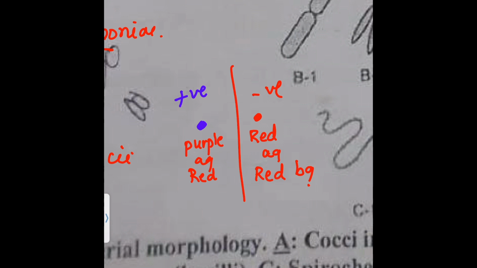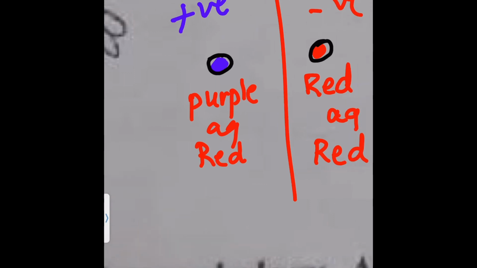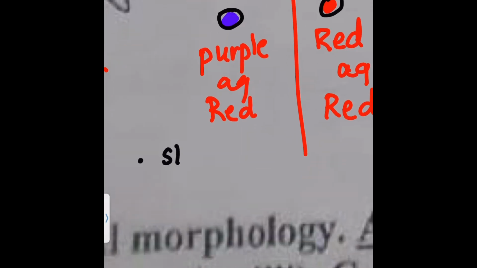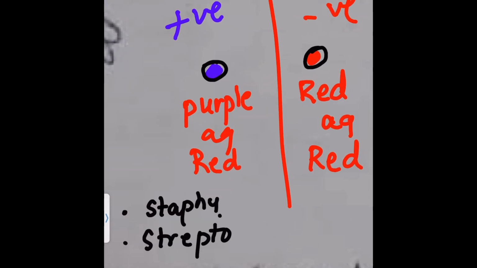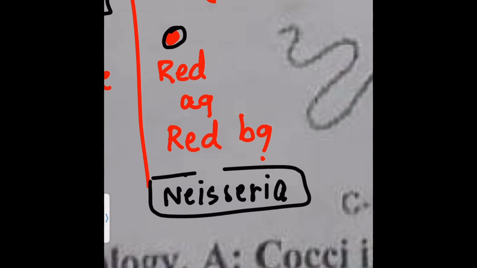So if anyone asks you, name some gram positive organisms. If they make it specific, gram positive cocci or gram negative cocci: if it is gram positive cocci, then you can say staphylococcus and streptococcus. Staphylo and strepto, remember it right now. Staphylo and strepto are gram positive cocci. Then what is gram negative? Gram negative is Neisseria species. Then what is this Neisseria species now? We don't know anything about it.